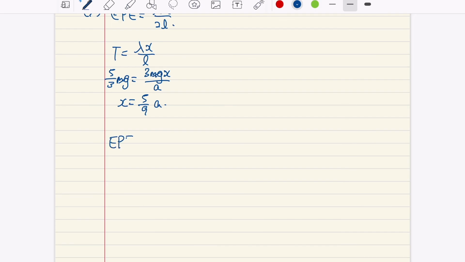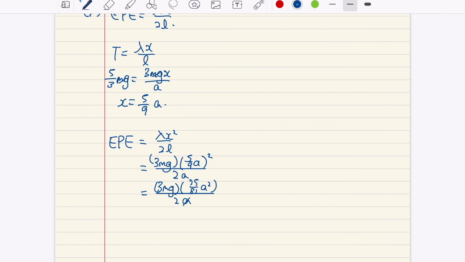Now we can find the elastic potential energy. So lambda will be 3mg, times x squared, which is 25 over 81 a squared, over 2a. So we can eliminate one a and the 3. So we get 25 over 54 mga joules. So the elastic potential energy is equal to 25 over 54 mga joules.